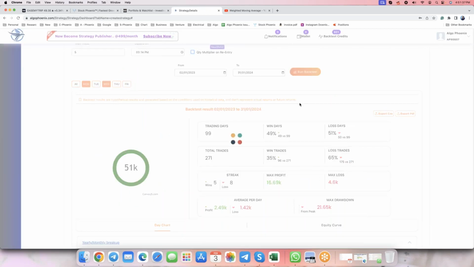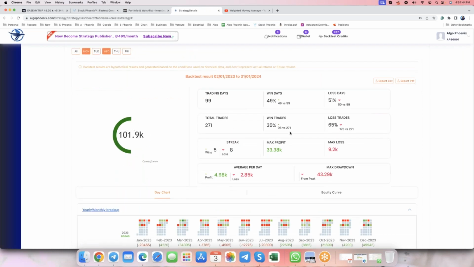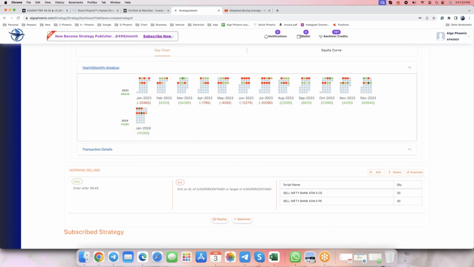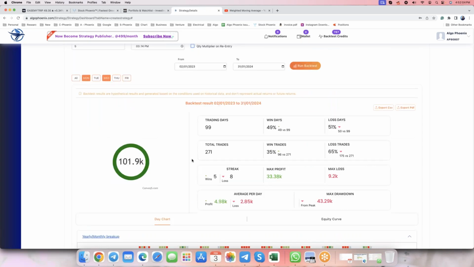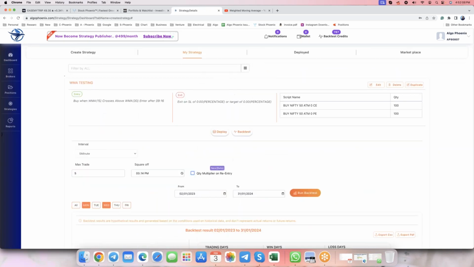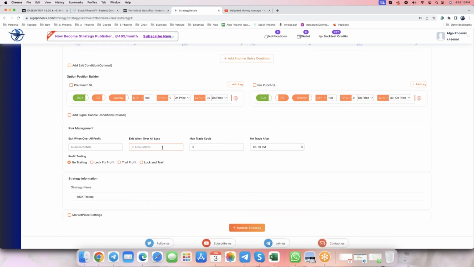Instead of 51k, it can become 100k. Since I'm doubling the number of lots, the maximum loss now goes to 9,000 rupees at any point of time, which is not favorable for me. So I can go back and start reducing my stop loss over here. If I start limiting my stop loss, the strategy might become much more profitable.